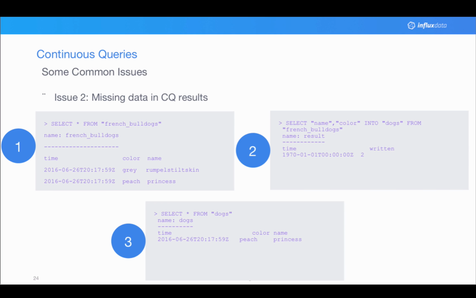Another common issue that some people run into is missing data in CQ results. And as we were talking about string fields earlier, string fields will generally be dropped. But in this case, this INTO query will pull that data in. So maybe if you're using that measurement back reference and the splat operator to grossly downsample your fields, you could write another CQ to separately downsample those string fields. And this would be an example of that.